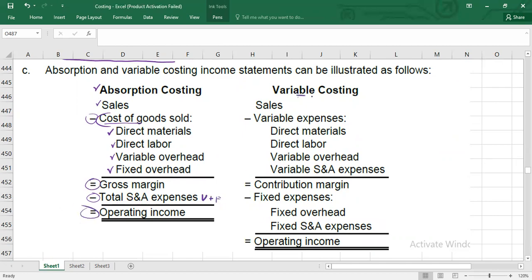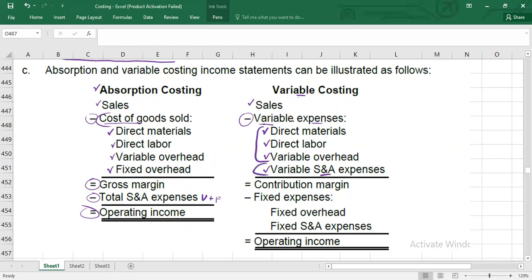But on the other hand, under variable costing, see what the presentation difference is. First, you will write the sale. From sale, you will subtract variable expenses. See, variable means direct material, direct labor, variable overhead, and variable selling and administration expense. Guys, these three are called production variable cost, and this is called your non-production.